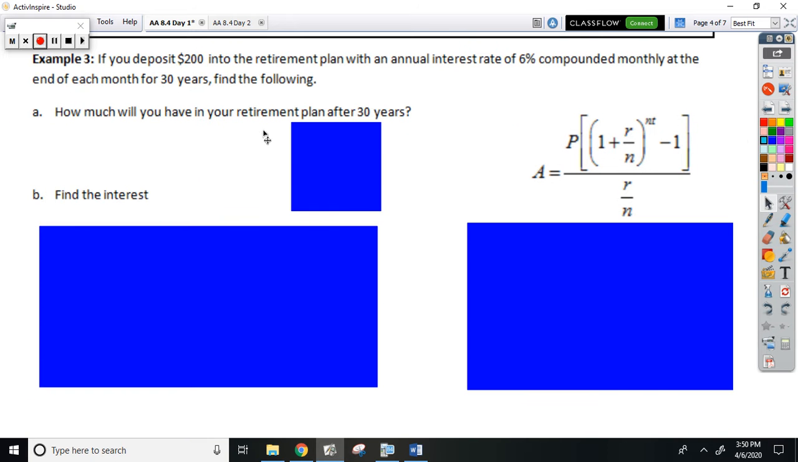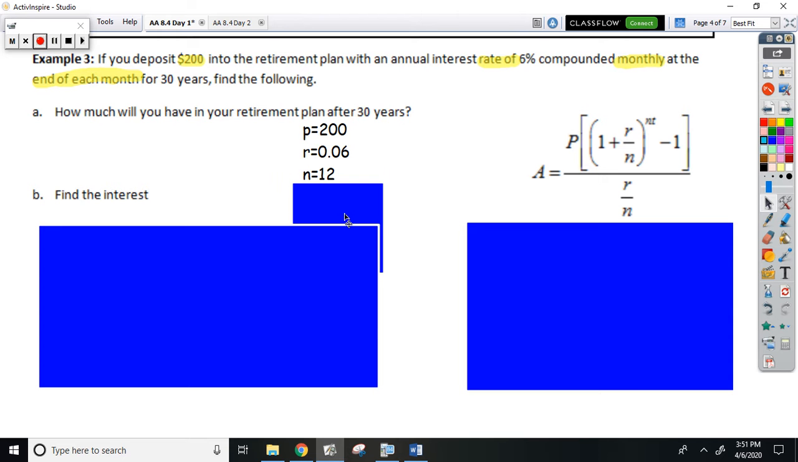Next one, very similar, but this one, we are going to deposit only $200 into a retirement plan. The annual interest rate is 6%. But this time we're going to deposit it monthly at the end of each month. So we're going to put it in more frequently. So P is 200, R is 6%, 0.06, N is 12, T is 30 this time. So again, same formula.